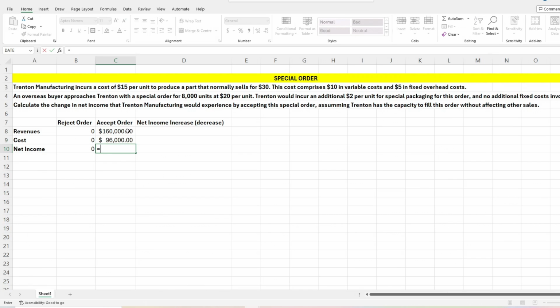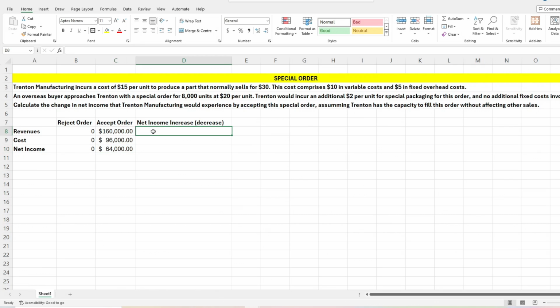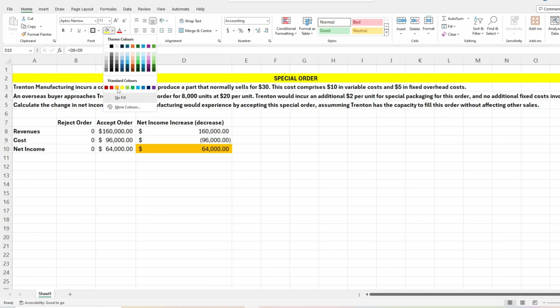96,000, and then our revenue or net income is revenue minus cost, so 64,000. So our net income increase, this becomes an increase. Since this is a cost, we have to put a negative sign beside the equal sign. So it's negative 96. And then our net income is revenue minus cost, or sorry, it should be plus, since we have a negative sign. So 64,000. So Trenton Manufacturing should accept a special order because it will generate 64,000 in net income.